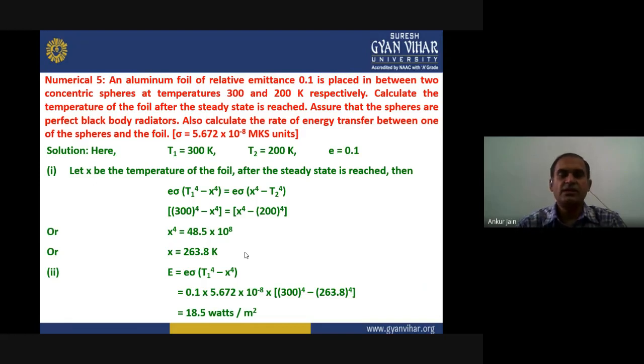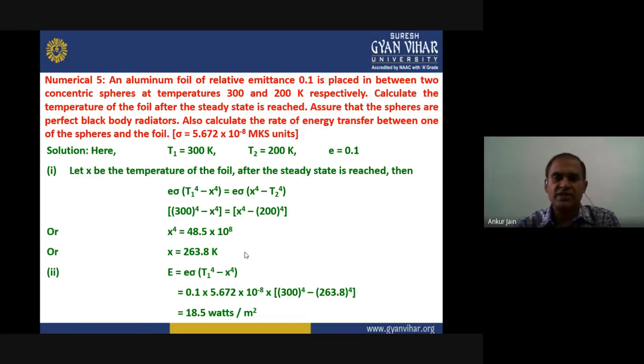Also calculate the rate of energy transfer between one of the sphere and the foil. Here the value of Stefan's constant sigma is given as 5.672 × 10^-8 in MKS. Okay, now let us see how to solve this. Here the values of T1 and T2 are given. You can see here 300 and 200 Kelvin respectively. The value of E, the relative emittance, is given, and that equals 0.1.